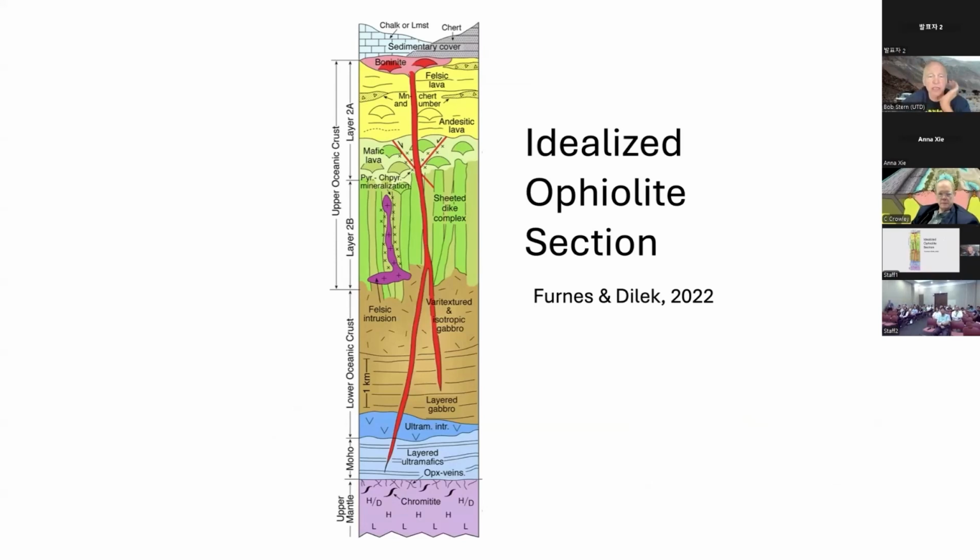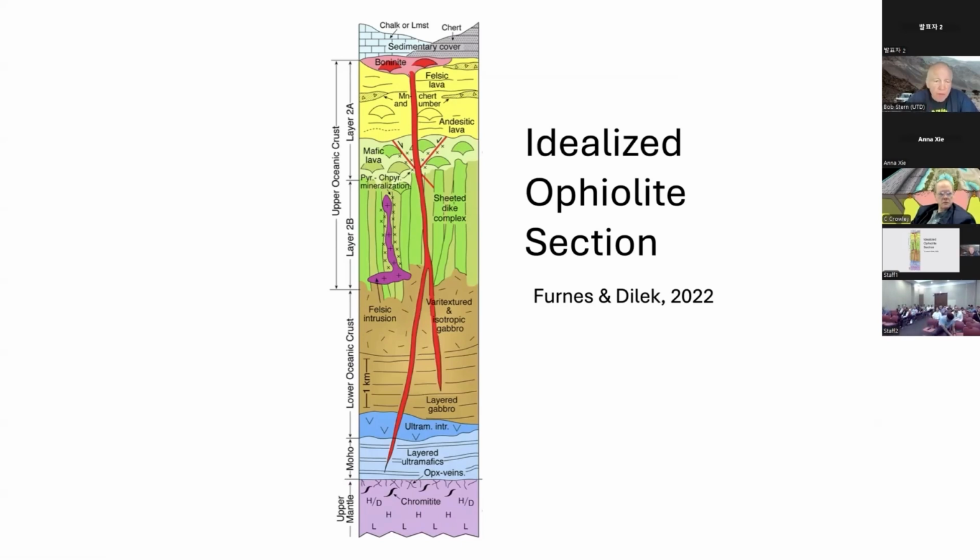And what you can see here, I hope you can see my little cursor, is the crustal section, layer 2A, layer 2B from the oceanic geophysics, the lower gabbros, and then the ultramafics, which are all part of the mantle section. Now that is our textbook ophiolite, which we teach to students.